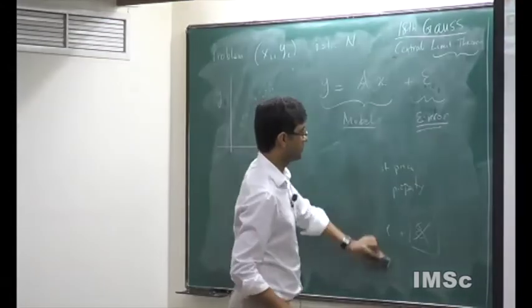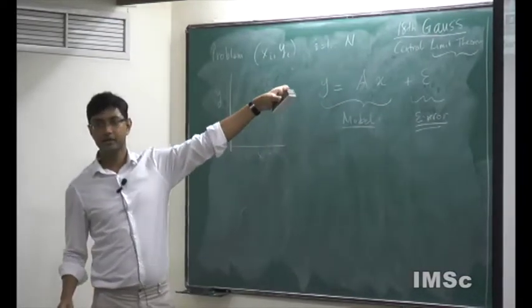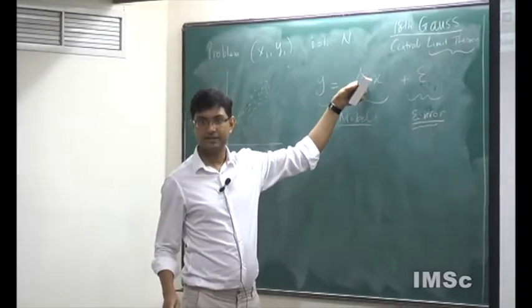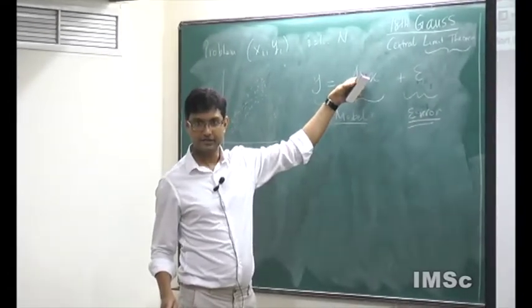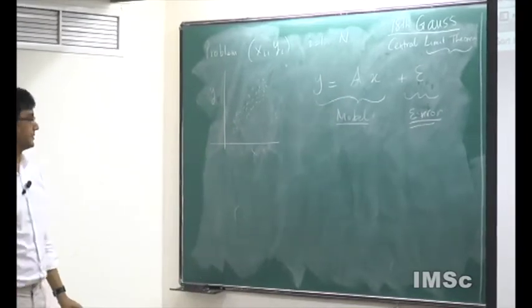So let's see how we go about doing it. The recipe is always you square the error between what you see and your model, and you maximize on the regression variable that you're interested in. That's the recipe. Now I want to show you step by step how this recipe comes about.